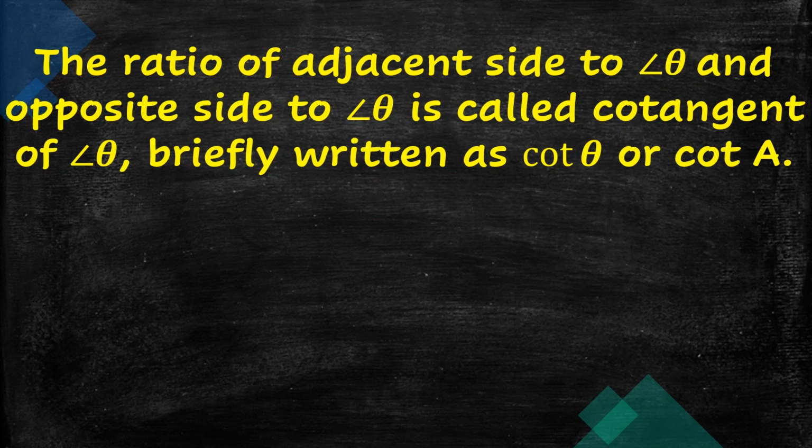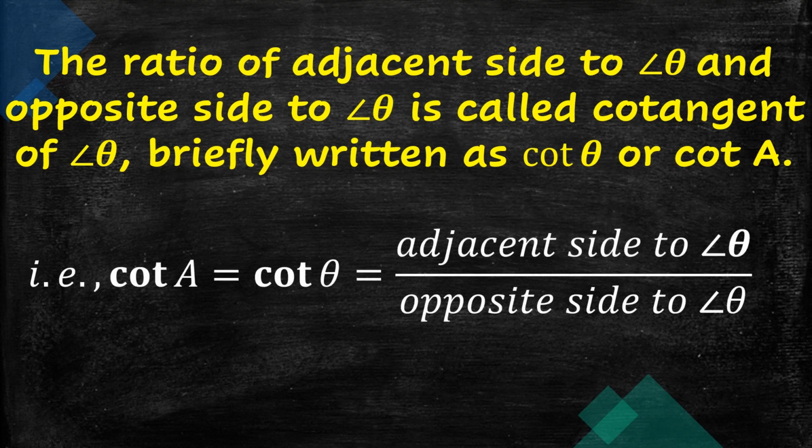And the last one, cot theta. The ratio of the adjacent side to angle theta and the opposite side to angle theta is called cotangent of angle theta, briefly written as cot theta or cot A, equal to adjacent side to angle theta by opposite side to angle theta. From the figure, that is equal to AB by BC.